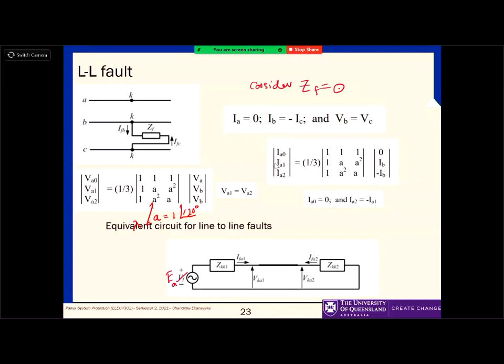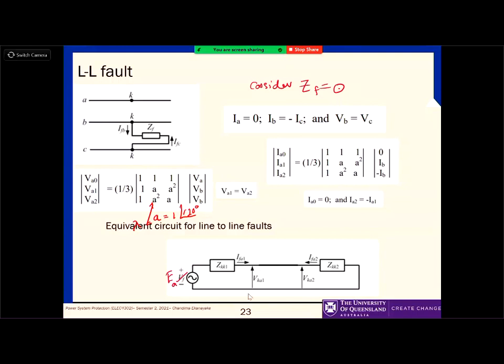You have to apply, again, we know that IB is equal to IA0 plus lambda squared times IA1 plus lambda times IA2. So you have to use that equation. Okay? Clear? What happens then if you put an impedance here between the lines?